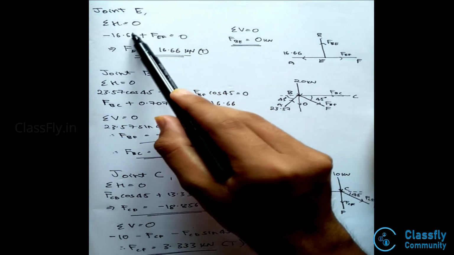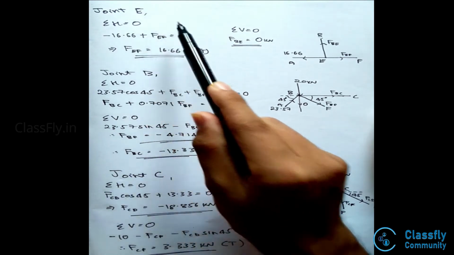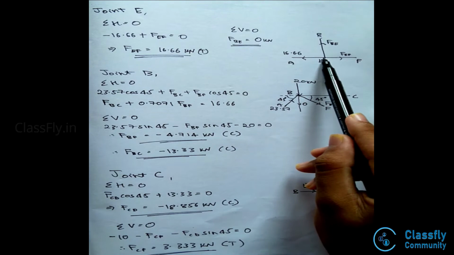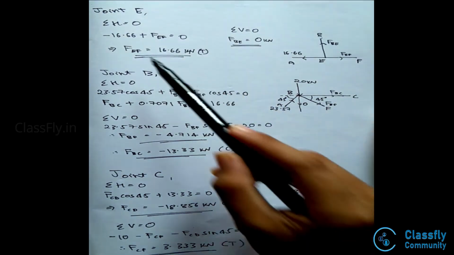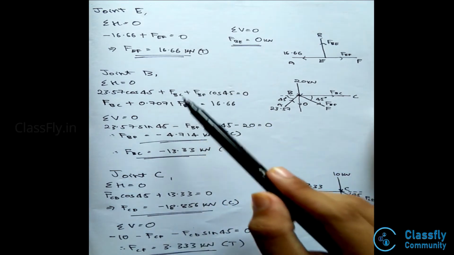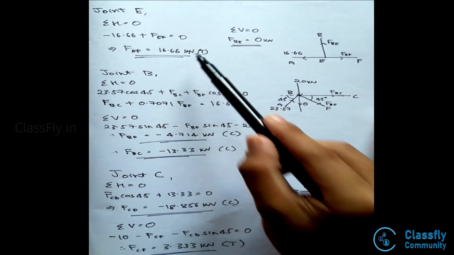Now applying the equilibrium conditions, we have summation H is equal to 0. Hence minus 16.66 plus FEF will be equal to 0. Hence we get the value of FEF to be 16.66 kilonewtons. Hence the force will be a tension force.